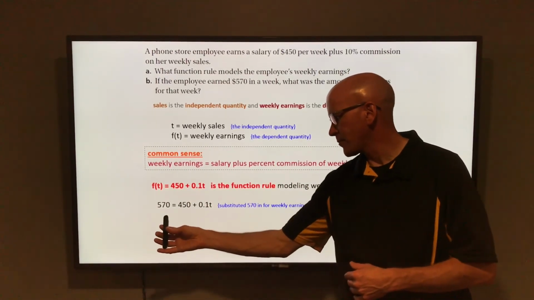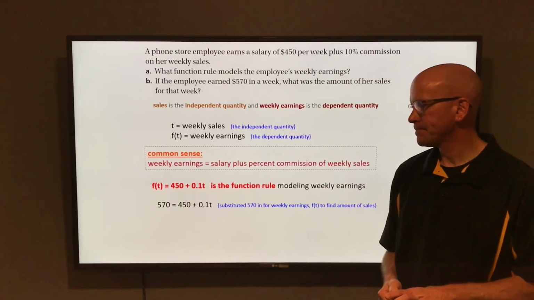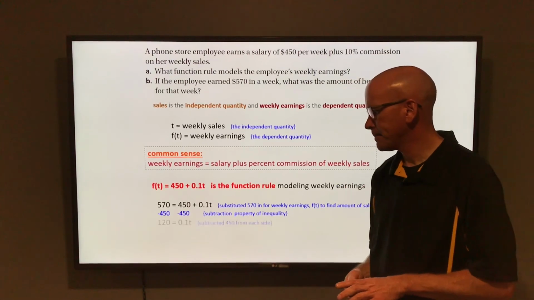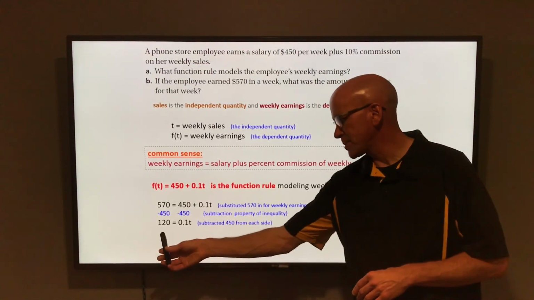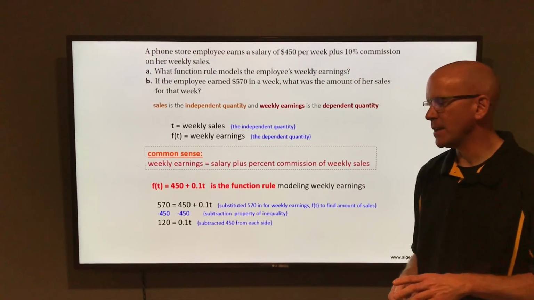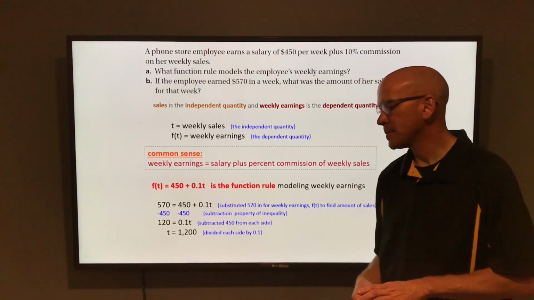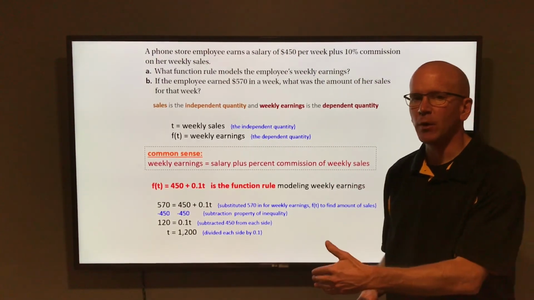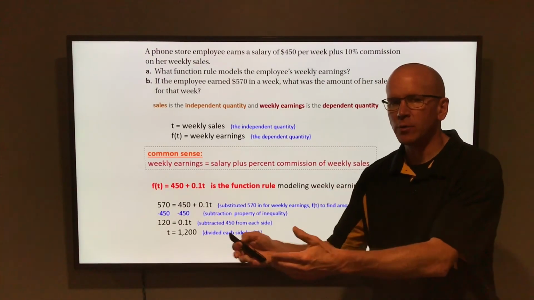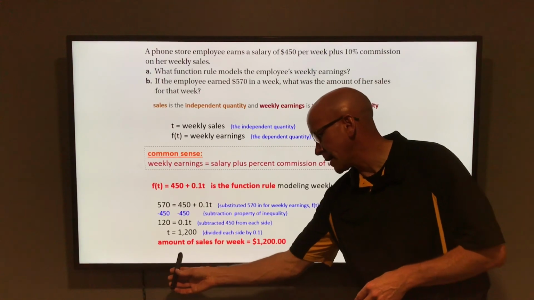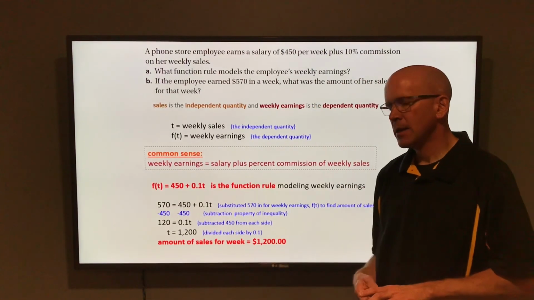So 570 equals 450 plus 0.1 T. Just solve that for T, easy enough. Subtract 450 from each side. Get 120 equals 0.1 T. And then divide each side by 0.1. T equals 1,200. Doesn't mean she sold 1,200 phones. She brought in $1,200 selling phones. So the amount of sales that she made for the week is $1,200.